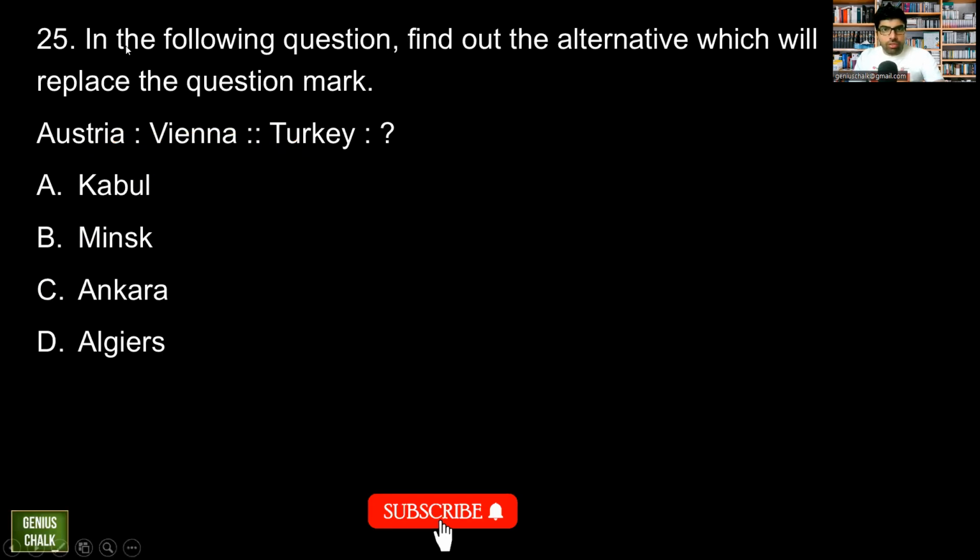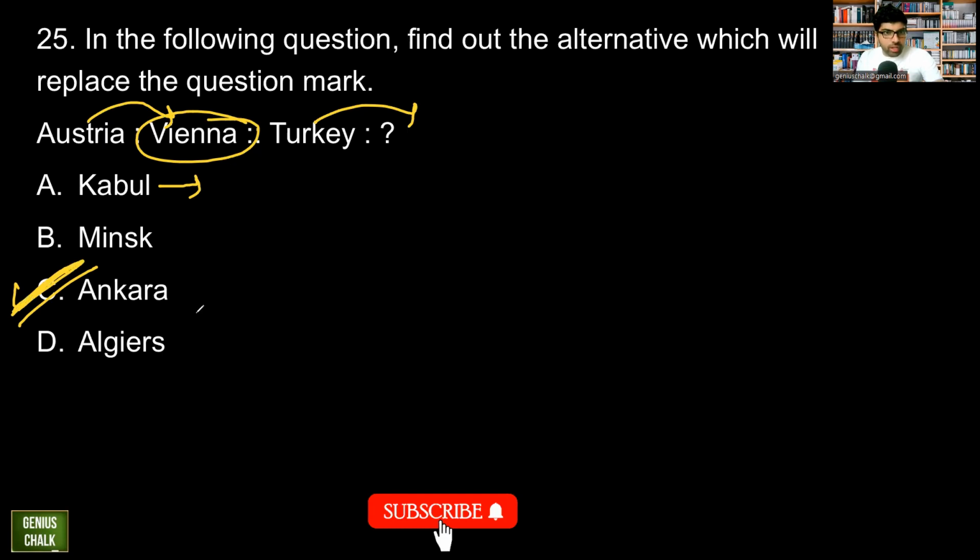25. In the following question, find out the alternative which will replace the question mark. Okay. So Austria's capital is Vienna. Turkey's capital is Ankara, right? So this is my answer. This is for Afghanistan, right? So this is my answer. It is for Algeria, right? This you can check. So this is my correct answer.